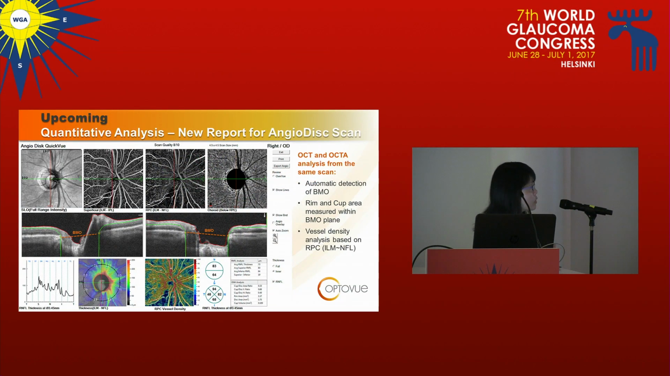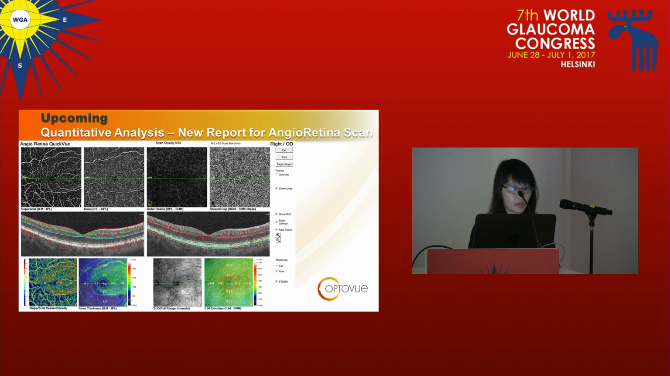And here's a new report screen with the next software release, showing on the same screen the vessel density and also the thickness measurements. Here's an example of a retina scan quantitative analysis showing the superficial vessel density analysis at the bottom left, and also the ganglion cell complex thickness, the second image, and also the full retinal thickness all the way to the right.